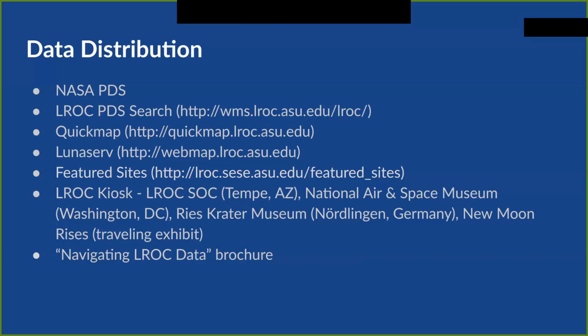So in terms of data distribution, primary distribution is through that PDS data node, through NASA PDS. We also have our own PDS search page that allows some customized searches that aren't available through the NASA system. Since the NASA system has to support all missions, ours can be a little more customized to our missions. We also have Quick Map available, which is kind of an in-browser GIS tool. It allows us to bring a lot of lunar data sets together and do a lot of analysis without needing specialized software like ArcMap or QGIS or something like that.